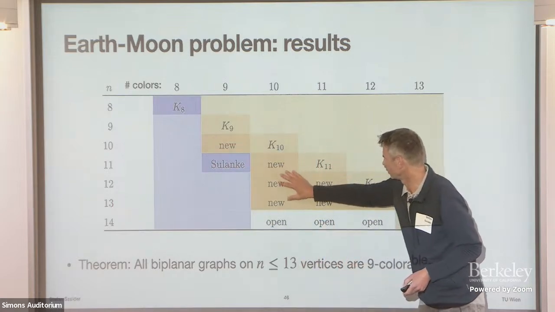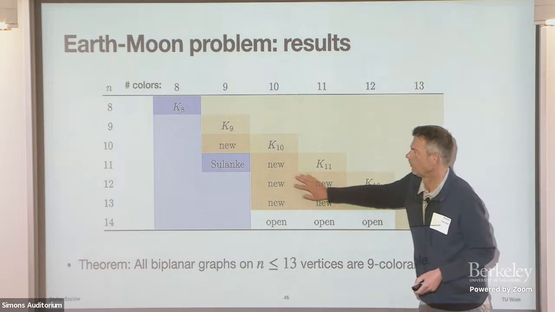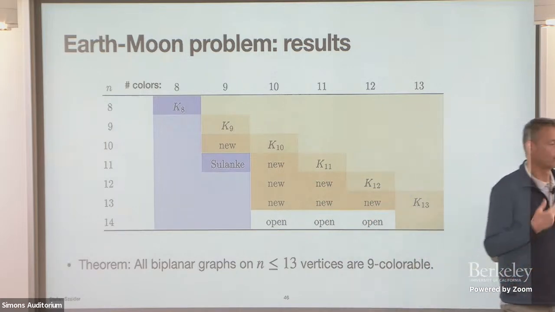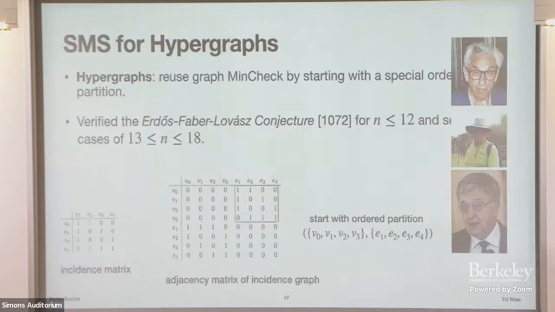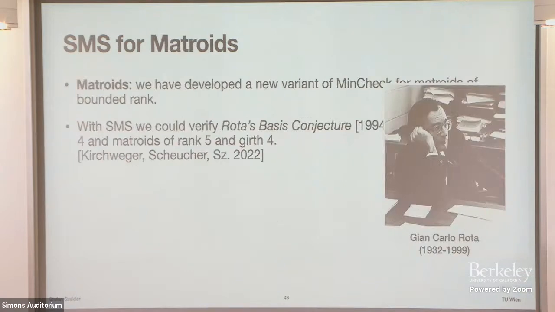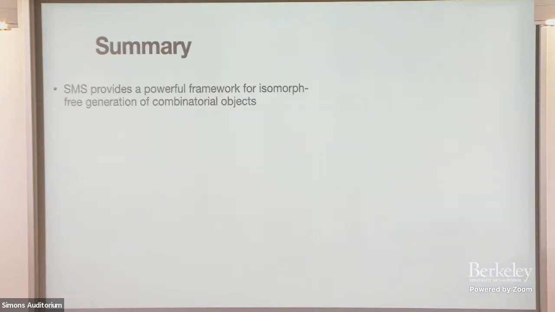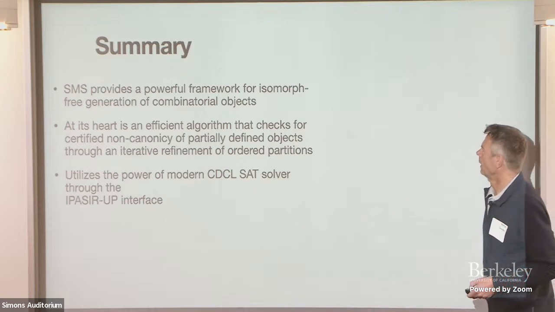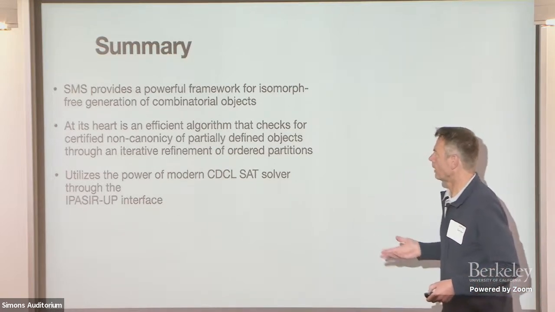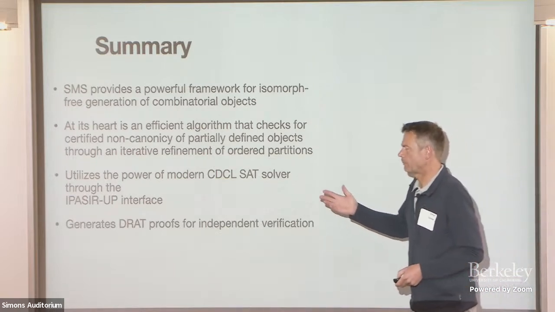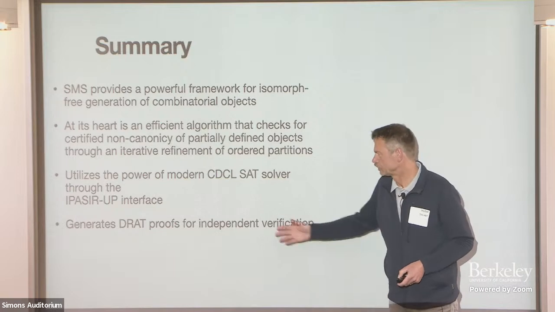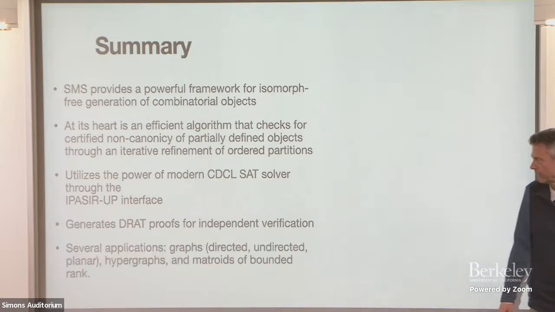We could exclude several other cases where colorings or chromatic numbers that would contribute to the Earth-Moon problem do not exist. It's also a general theorem. Okay, hypergraphs, matroids, I skip just quickly. The summary: I think SMS provides a powerful framework for combinatorial problems. It uses the power of CDCL solvers, generates DRAT proofs for verification.